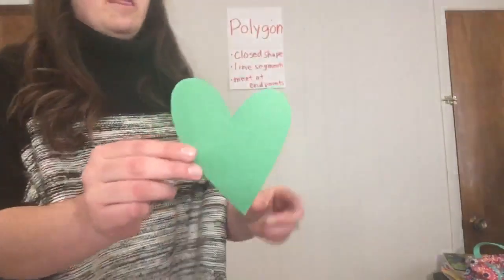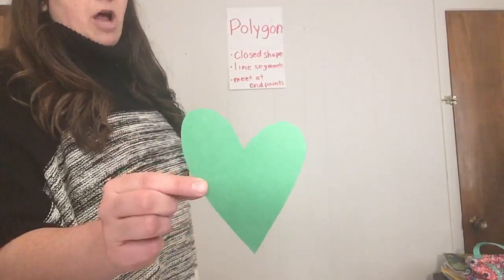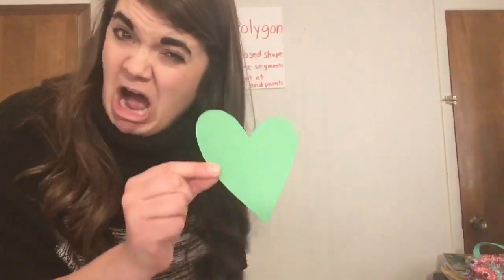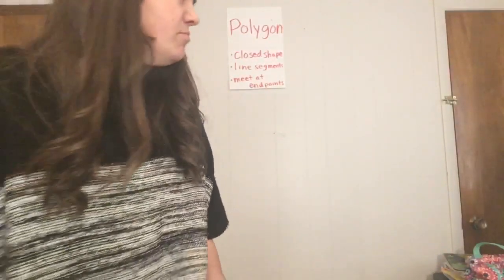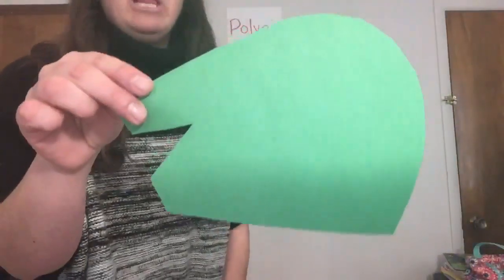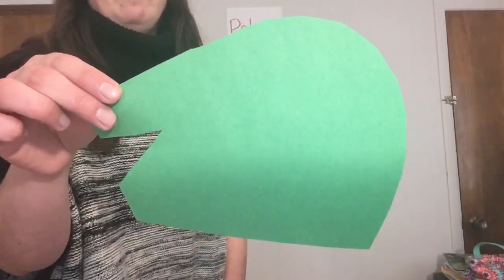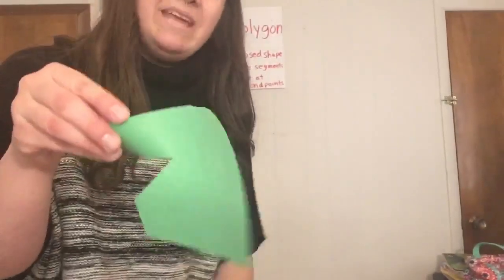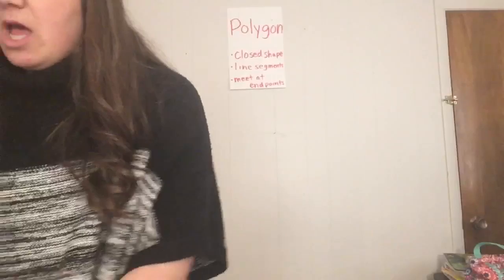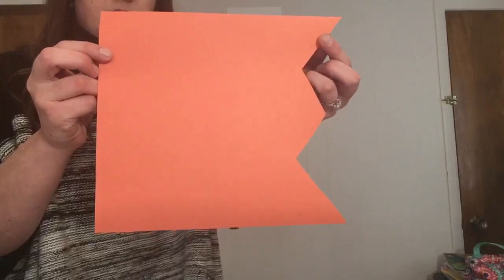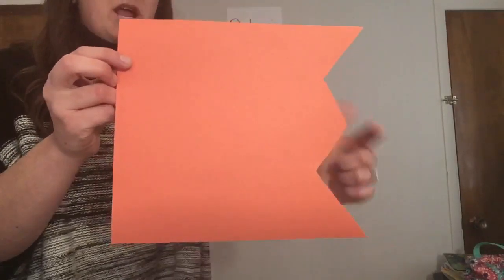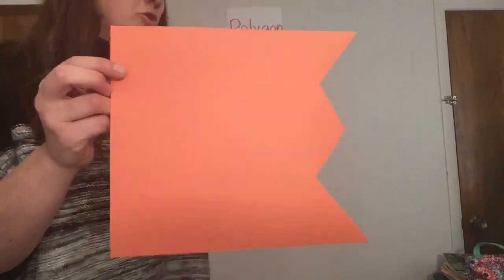Okay, next one, polygon or not polygon? Think about it. Think about those rules back there. Polygon or not polygon? This is not a polygon because it has those curved shapes. Those curved lines, curved paths. Okay, this one, polygon or not polygon? You should say, not polygon, Miss Dinkle. Yeah, why? Because it has curved shapes. All right, this next one here, polygon or not polygon? You should say polygon. It has straight paths, line segments, and it's a closed shape, and they meet at the ends.